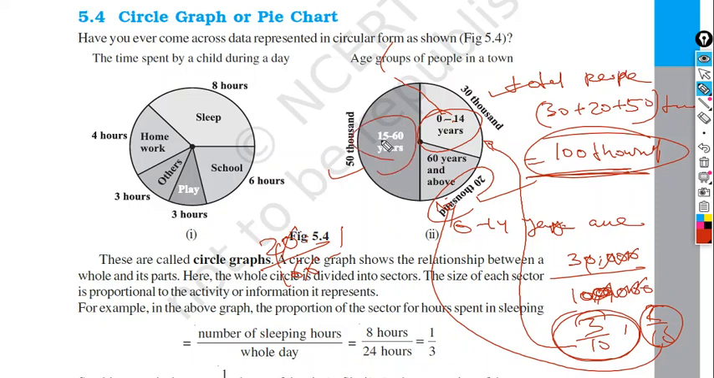Similarly, you can find 15 to 60 years of age people. How? 50,000 divided by the total people, which are 100,000.